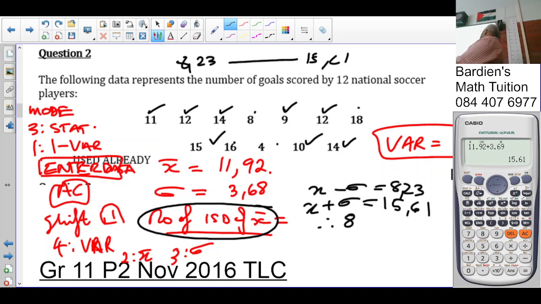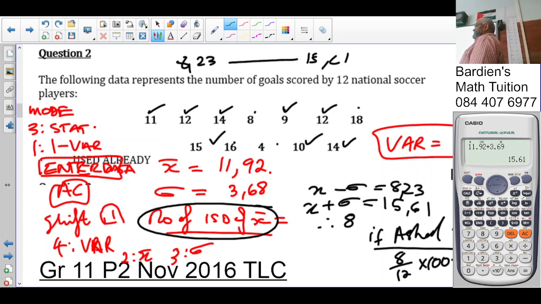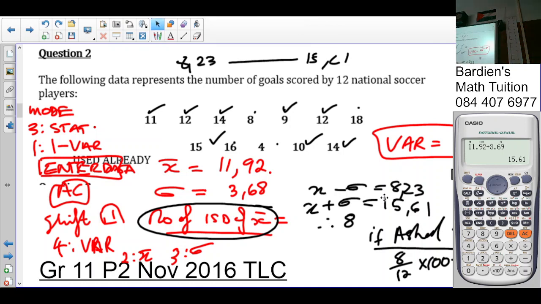If asked what percentage lies within one standard deviation of the mean, then what we say is 8 over 12 times 100. And then you just simplify that answer, which is going to be 200 over 3, so 66.7%. If they ask you what percent lies within one standard deviation, you guys understand? Alright.